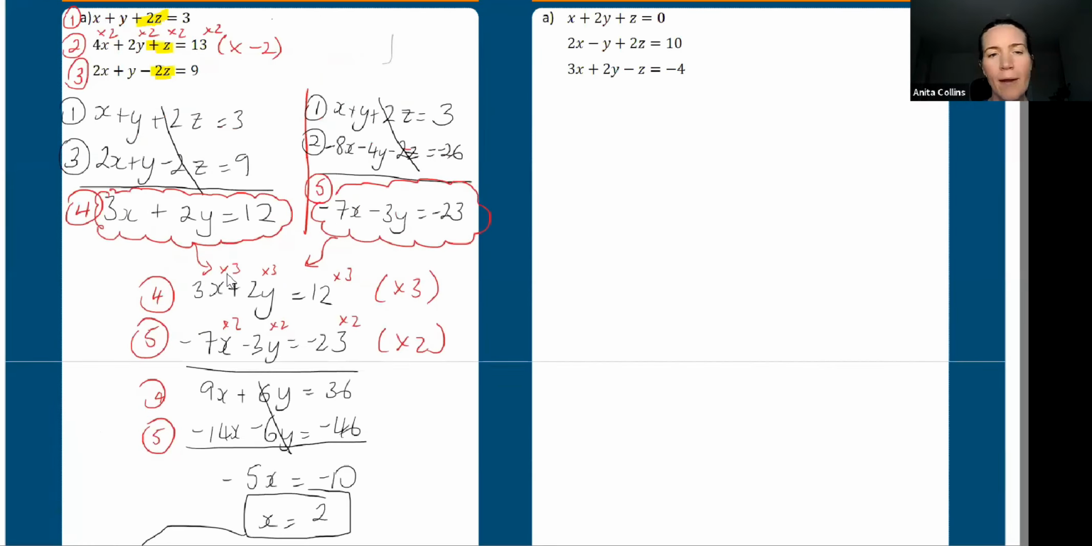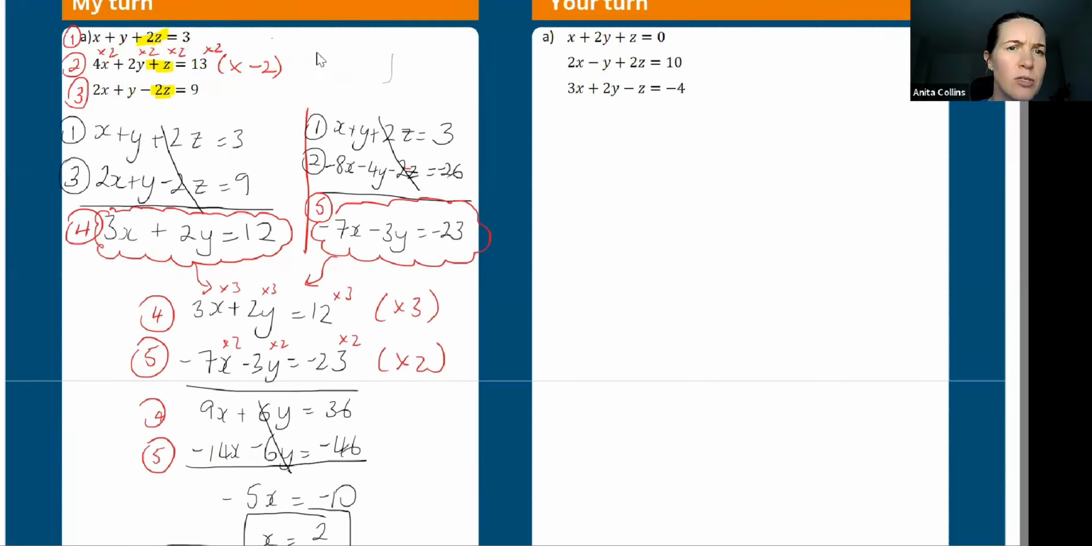Now, there's no point in subbing into 4 or 5 because they don't contain a z. So let's go back to the start. Will I sub into equation 1, 2, or 3? Doesn't matter, you can sub into any of them. Because remember, this point is the point of intersection of all 3 of those planes. And so it's on all 3 of the lines of intersection. So it doesn't matter which one you sub into.